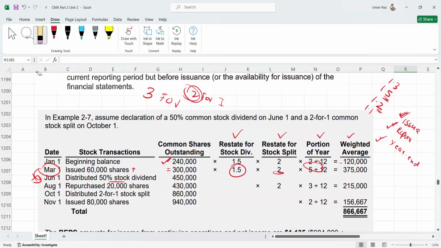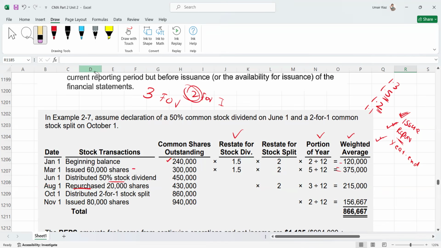What is the next transaction after this, June 1? After June 1, we have August 1 repurchase. Yes, this word is there. It means from this transaction till this time, we will count portion of year. So these are going to be 5 months: March, April, May, June, July. So we'll take 5/12. Okay, now see, 300,000 times 1.5 times 2 times 5/12. So weighted average number of shares 375,000. And now I'll adjust the next thing.